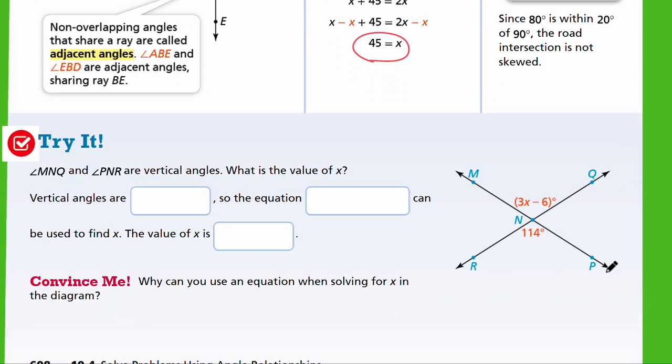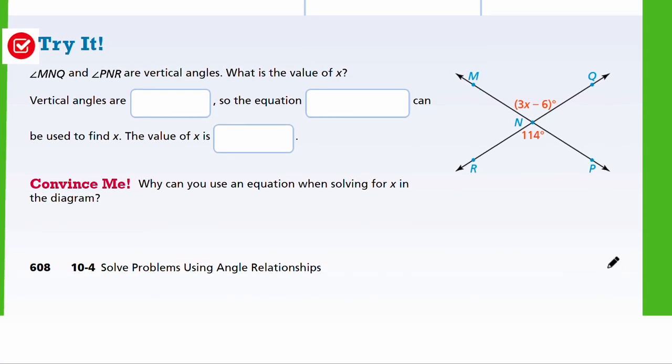So let's look at Try It. Angle M and Q and angle P and R are vertical angles. What is the value of x? So we know the information that they're vertical angles. This is very important information. We know the vertical angles have the same angle measures, so you can write an equation and figure the value out. So pause the video, come back when you're ready for answers.